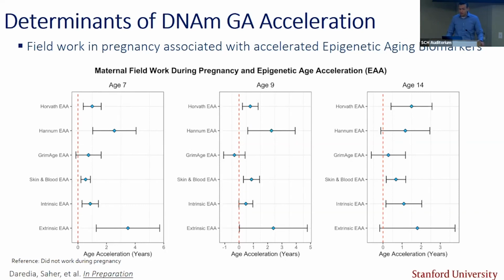We're looking into whether it's pesticide exposure, right? So these are farm workers that are working out in the field, whether it's, of course, the strenuous labor that they perform. So I think this is one of the social determinants or labor factors that might be associated with epigenetic aging of the next generation. So that was pretty interesting.